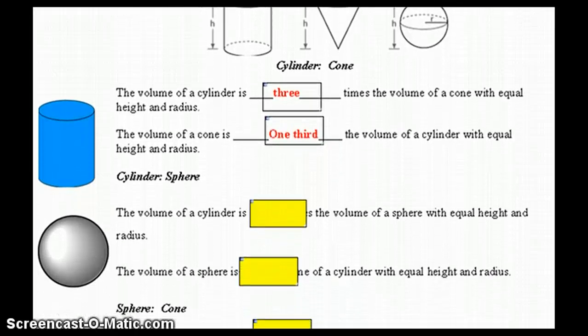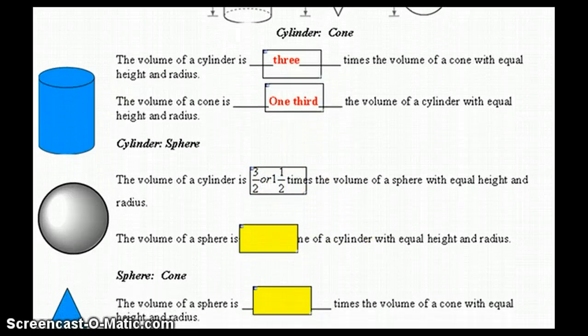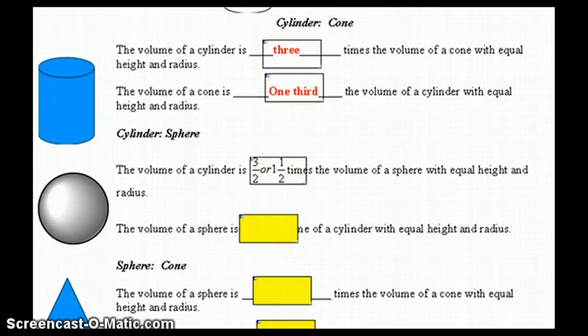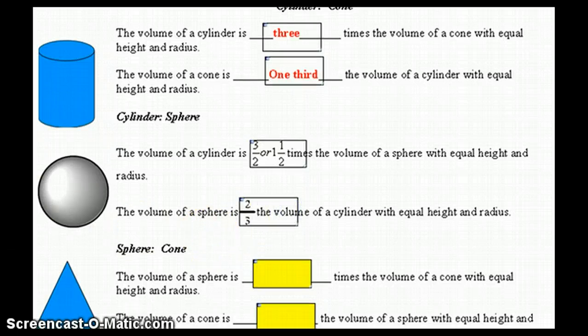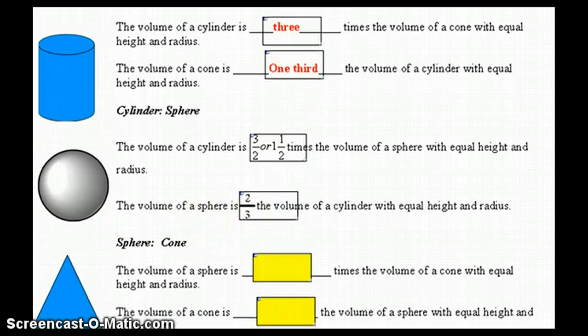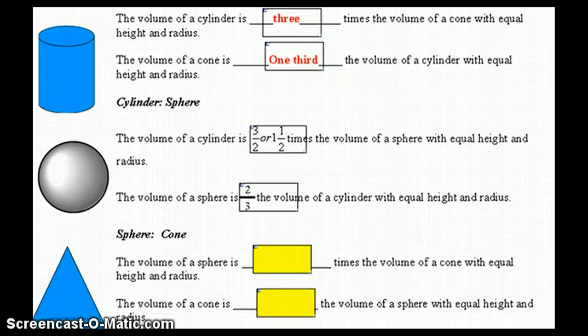When compared to a sphere, the volume of a cylinder is 3/2 or 1.5 times the volume of a sphere with equal height and radius. So the cylinder would be 1.5 times the volume of the sphere. That means that the volume of the sphere is 2/3 the volume of a cylinder with equal height and radius. So when they have the same height and the same radius, the sphere would be smaller than the cylinder.